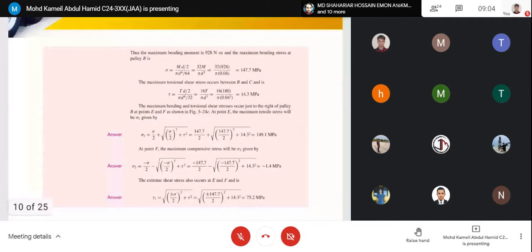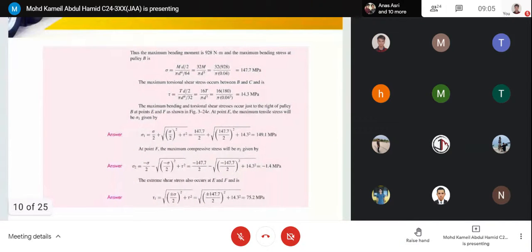So that is applying the equation for the Mohr circle. That is the technique. Sigma 1 is the tensile stress, sigma 2 is compressive. Then the maximum or extreme shear stress is also at E and F. We are just applying the equation, using the stress transformation.